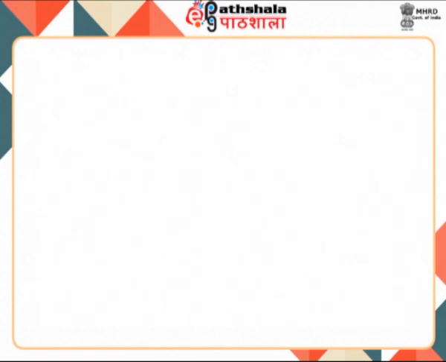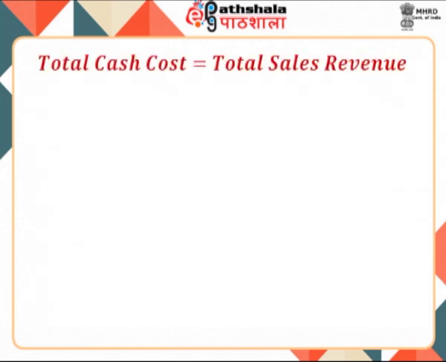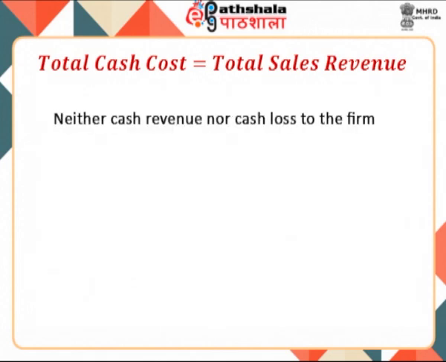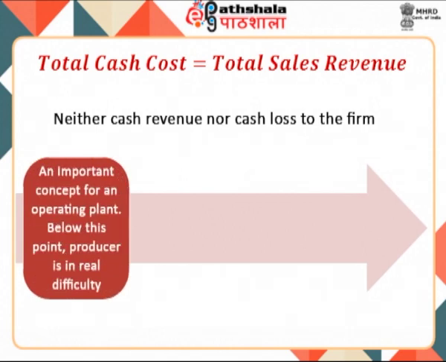Cash break-even point refers to that level of output and sales at which total cash cost is equal to total sales revenue. At this point, there is neither cash revenue nor cash loss to the firm. The firm is able to just manage the immediate cash requirements from the cash inflows. Thus, it is an important concept for an operating plant. Below this point, the producer is in real difficulty.